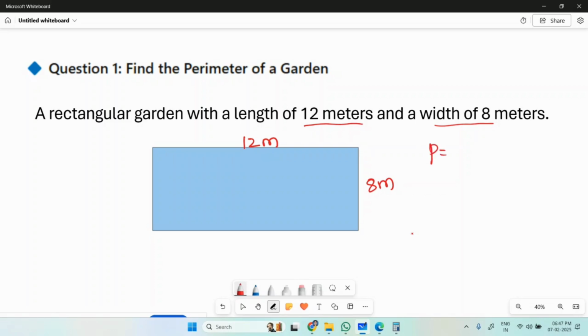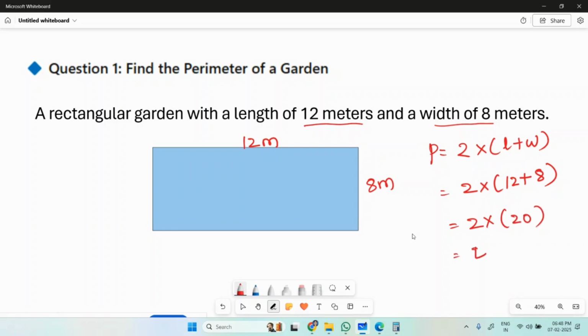Now we have to find out the perimeter. We know the perimeter of a rectangle formula, that is 2 times length plus width. We know that length is 12 meters plus width is 8 meters. Now 2 times 12 plus 8, that is 20. Here 2 times 20 is 40. And our length units and width units are same. Let's write our answer in meters. So the perimeter of the rectangular garden is 40 meters.